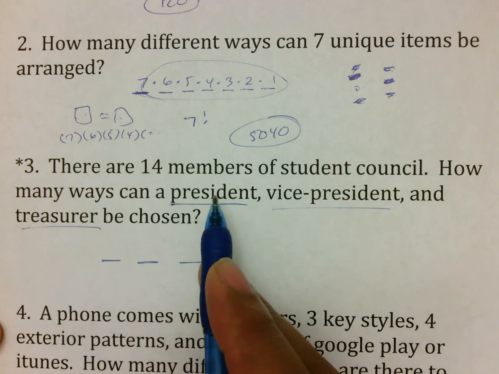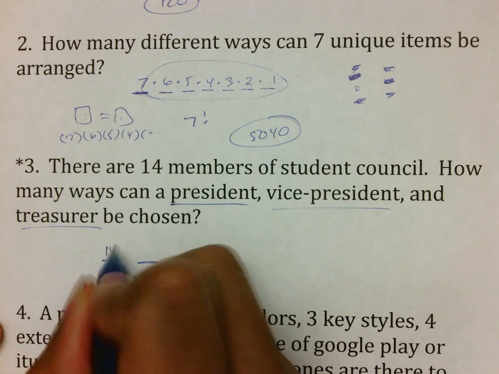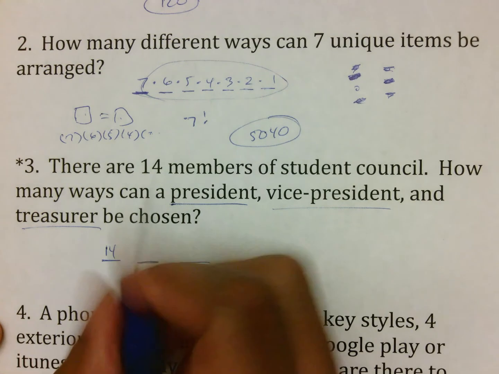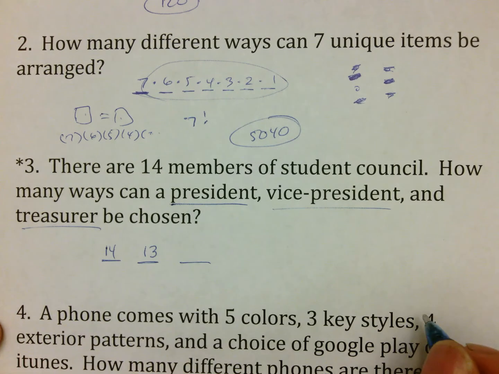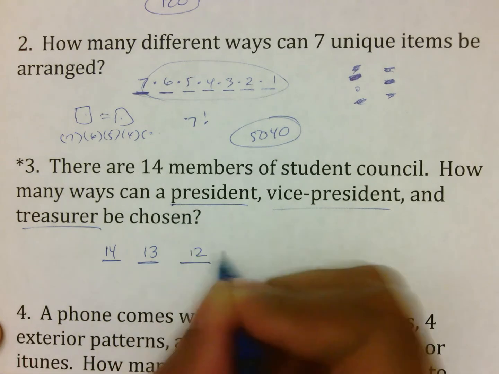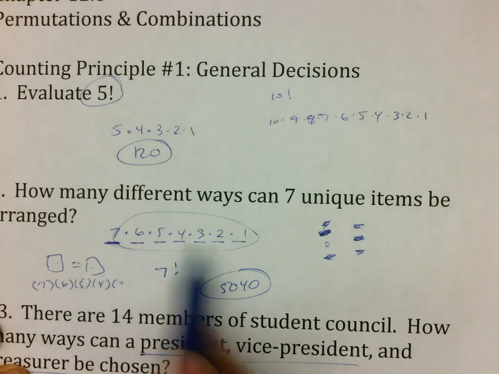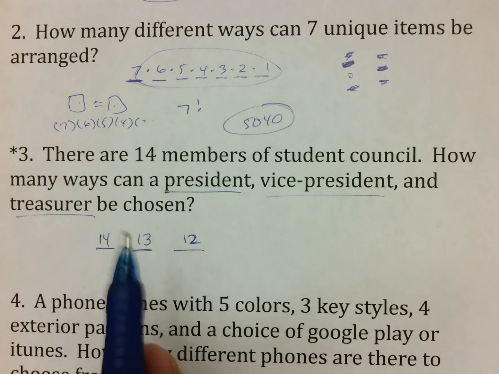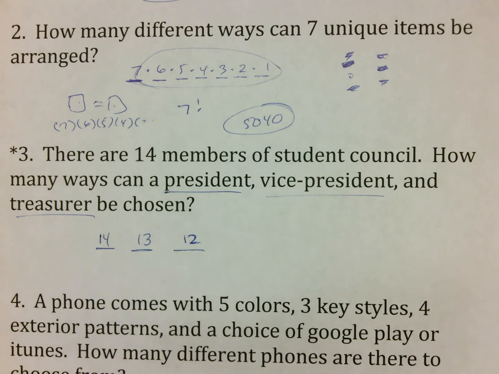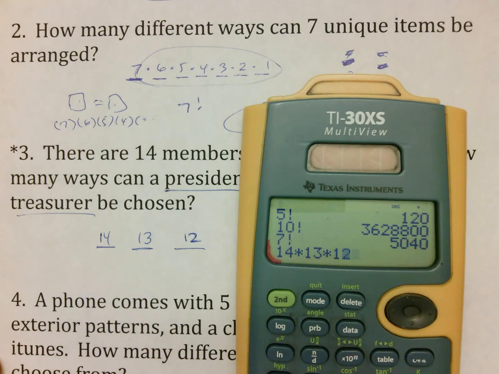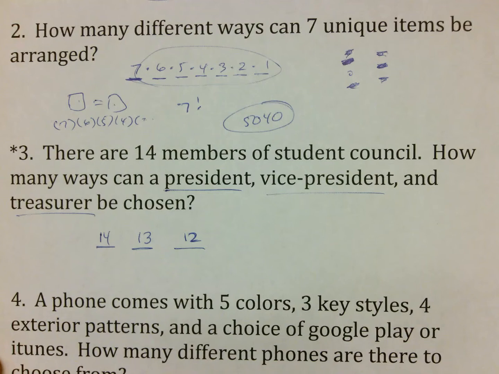How many people do I have to choose from for the president? 14 people. How many people do I have to choose for the vice president? Well, once I chose a president, there are now only 13 people. And then for the treasurer, well, if I've chosen from here, there is now 12. And so you can kind of see the pattern on your general decisions, where every decision just goes down 1. But in this case, you're only making 3 choices, and so that's where you need to make sure you're paying attention to how you set it up. So we just do 14 times 13 times 12, which is 2184.